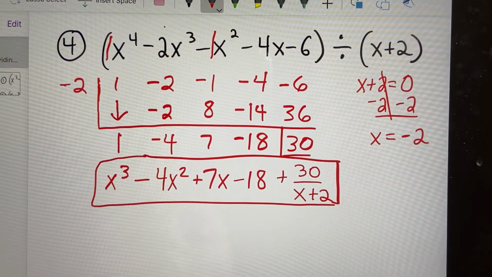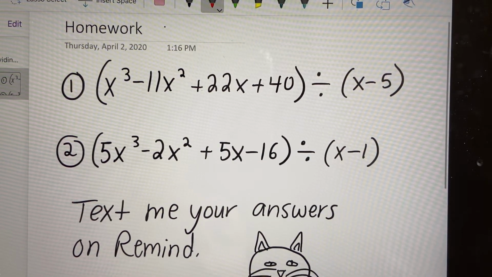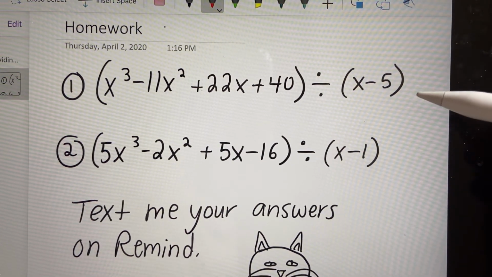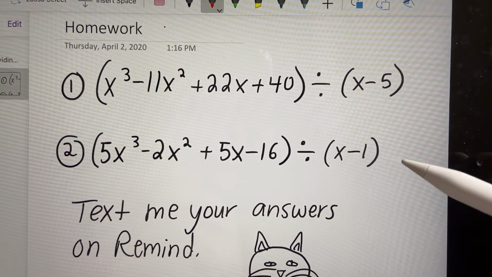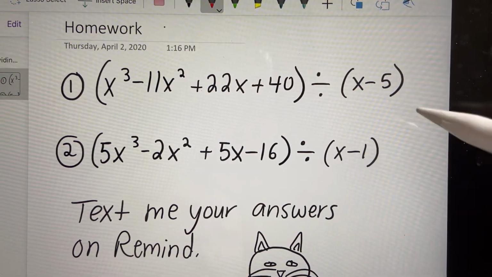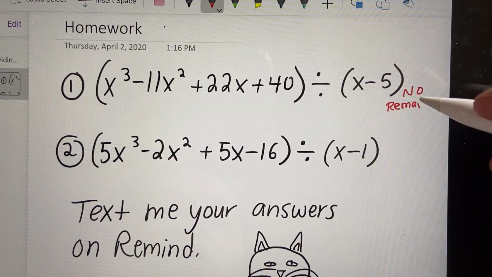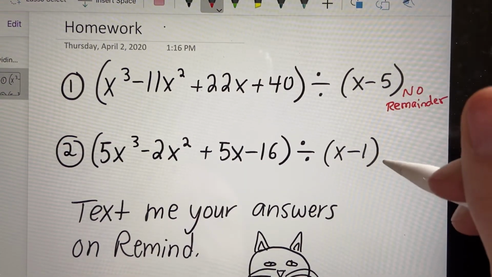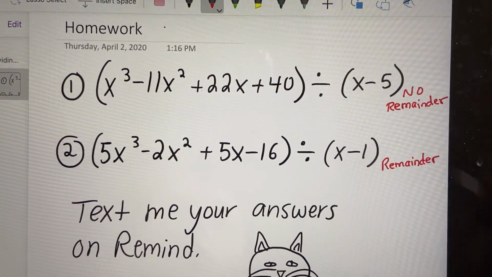Okay, so I do have 2 problems for you to try out on your own tonight. The first problem that I gave you here, this one's not going to have a remainder. And the second problem, this one will have a remainder. I'll write that down. No remainder. And this one does have a remainder. Okay, so that'll help you out whenever you are working those out.